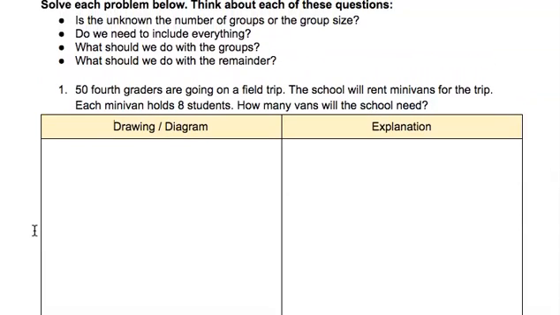So let's go back up to our question. Is our unknown the number of groups or the group size? So we need to know how many vans, but we know each van holds 8 students. So we know the group size, but we don't know the number of groups, the number of vans.